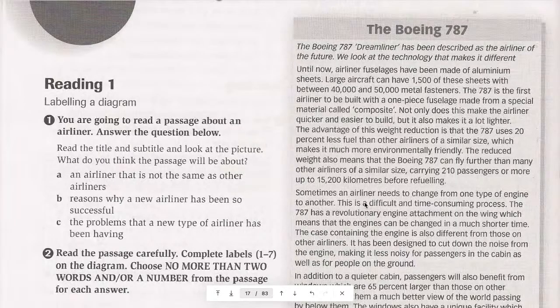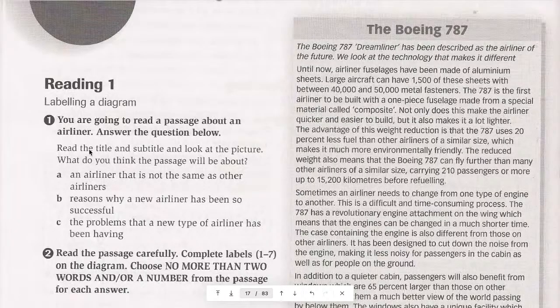What's the answer? The Boeing 787 Dreamliner, that's the name of that one, okay, has been described as the airliner of the future. We look at the technology that makes it different. So what is the main thing they focus on here? Yeah, we look at kind of an airliner. What else? We look at what? What is the main thing they look at here? The technology. Yes, we look at the technology that makes it different. We want to know why it is different from the rest, right?